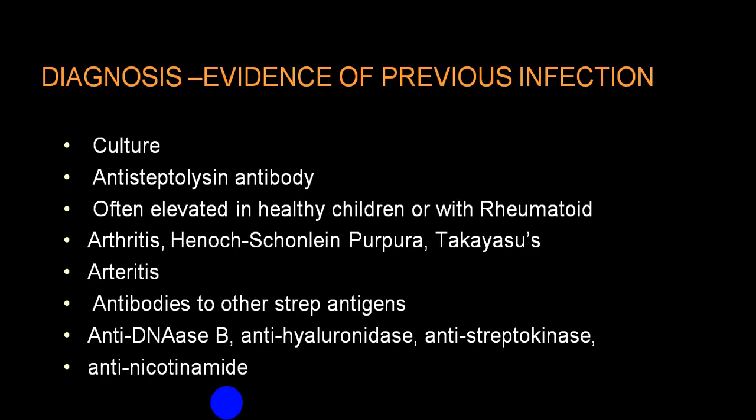epistaxis, etc. And previous evidence of streptococcal infection by means of a culture, ASO titer, antibodies, particularly ASO titer, anti-streptodornase, etc. If you demonstrate this to be positive, it is one of the evidence, associated evidence for diagnosis of acute rheumatic fever.